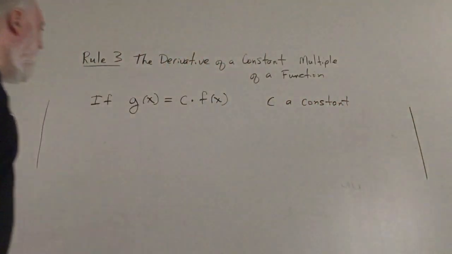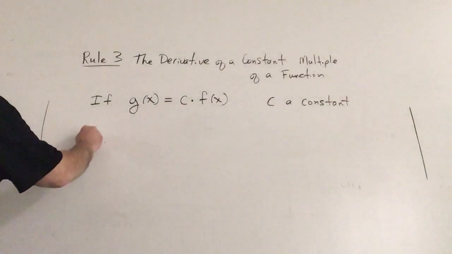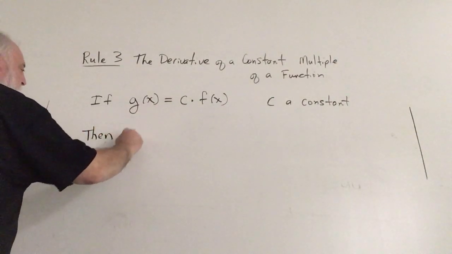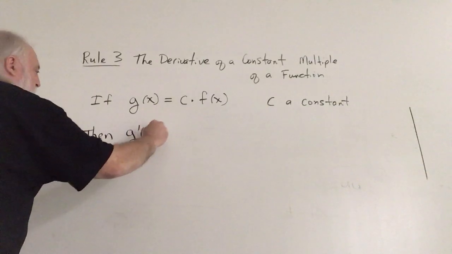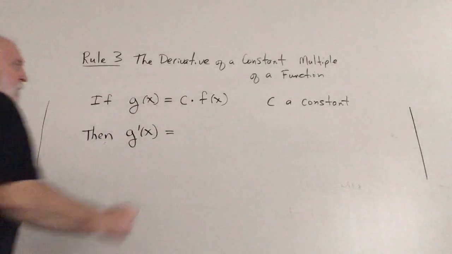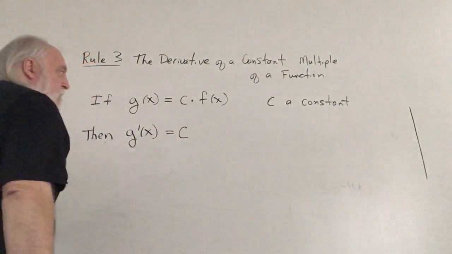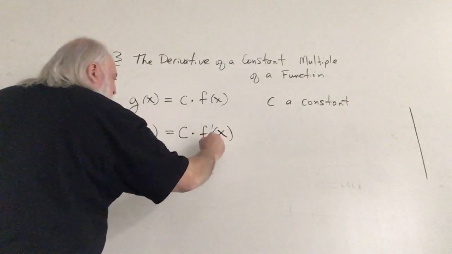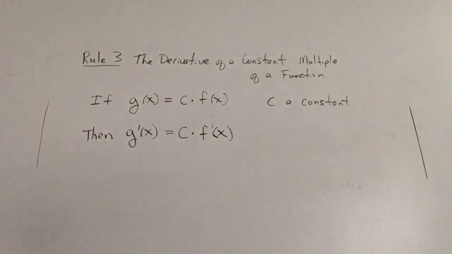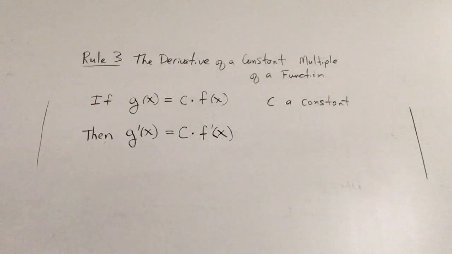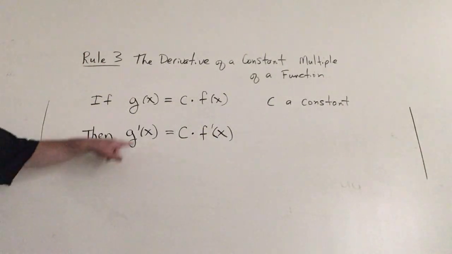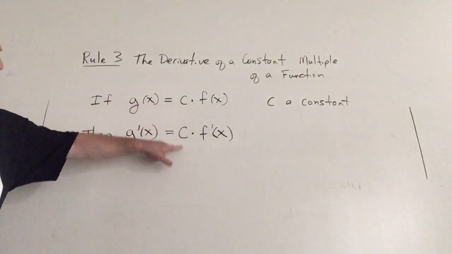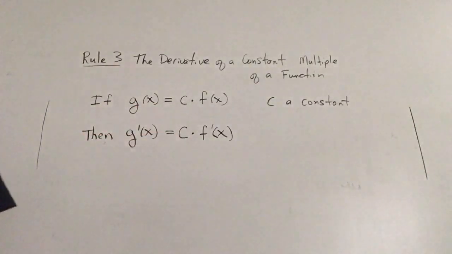Okay. Then the derivative of g of x, which we denote with g prime of x, is equal to the constant c times the derivative of f of x, which we denote with f prime of x. So g prime of x is equal to c times f prime of x. So in calculating the derivative, we just carry this constant multiple c along.